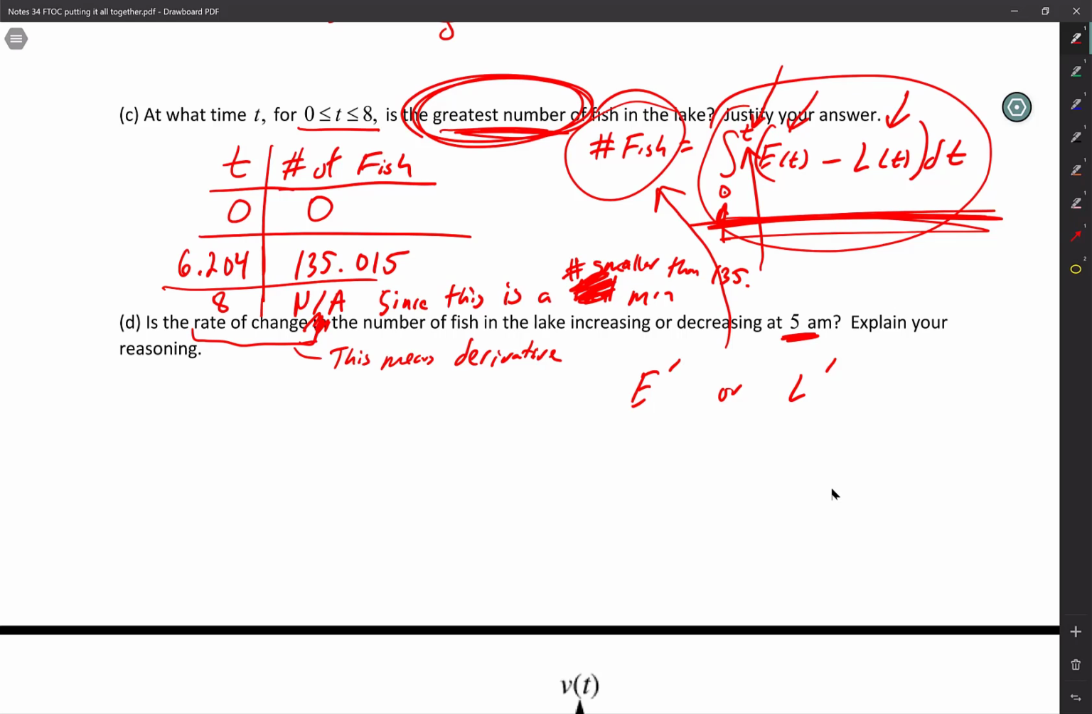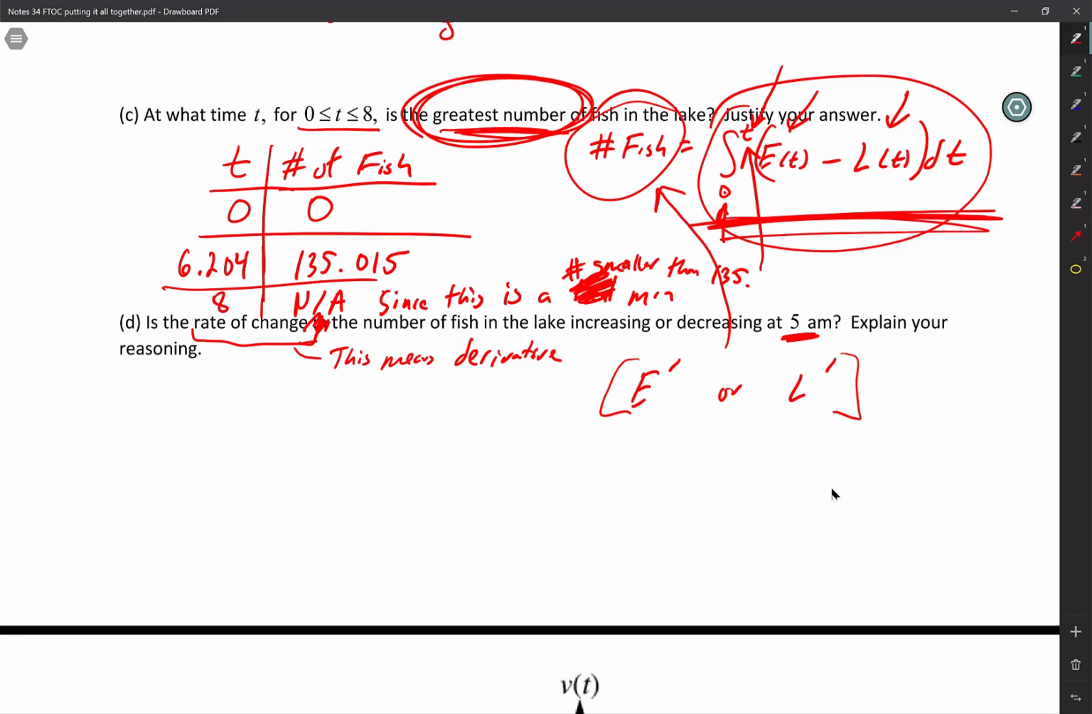So not everyone at the same time. I'll say it again. If E prime is bigger than L prime, my rate of change is? Increasing. Yes. If L prime is bigger than E prime, my rate of change is? Decreasing. Okay, someone besides Mazuka. Gonzalez, do we understand what we're talking about right now or no? Be honest.